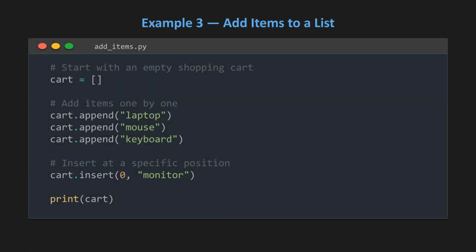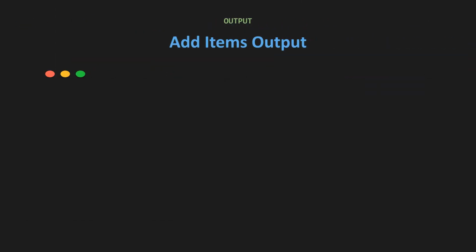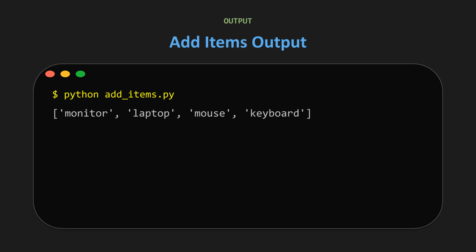Lists are mutable, meaning you can easily add items. Use append to add to the end, and insert to add an item at a specific index. After appending laptop, mouse, and keyboard, then inserting monitor at index 0, the final cart list contains all 4 items with monitor at the beginning.